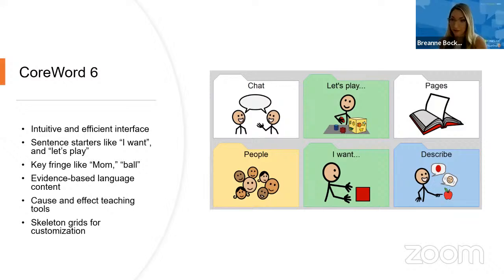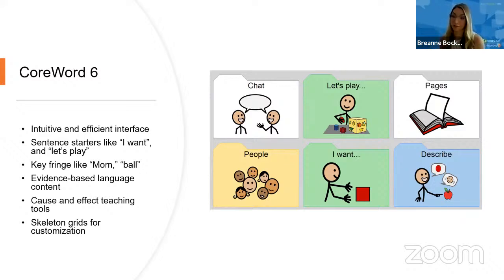If you're using CoreWord 6, and this is why I mentioned some of our devices a slide earlier, if you're using CoreWord 6 on something like the WinSlate and you're doing alternative access, there are some cause and effect teaching tools that link to different interactive learning games to help teach that association between, I'm using a device and I'm making something happen. So outside of communication, there's some things for that.